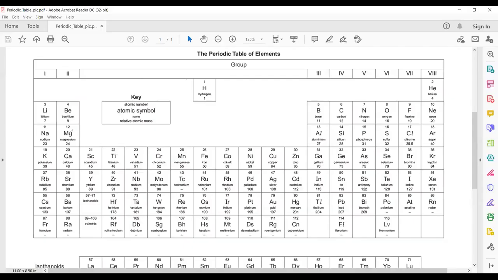So for sodium nitrate, the mass of sodium is 23, nitrogen is 14, and oxygen is 16. So it is NaNO3. Sodium is 23 plus nitrogen is 14 plus oxygen is 16 multiplied by 3. So 16 multiplied by 3 is 48. That plus 14 plus 23, so the sum will be 85. So the molecular mass of sodium nitrate is 85.